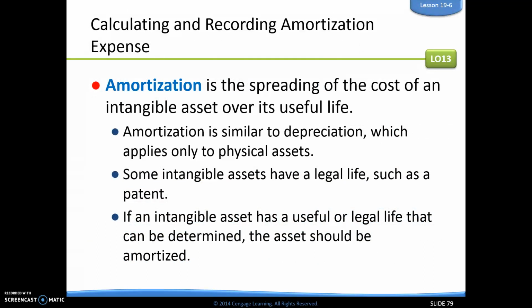Now, we do not do depreciation with an intangible asset. Instead, we do amortization. Amortization is the spreading of the cost of an intangible asset over its useful life. Now, amortization is very similar to depreciation, except that depreciation only applies to physical assets. So since a patent is an intangible asset, we have to do amortization. Some intangible assets have a legal life, like the patent. If an intangible asset has a useful or legal life that can be determined, then we do need to make sure that we amortize that asset instead of just keeping it there at our original cost.